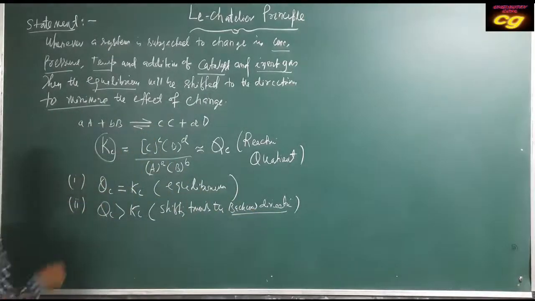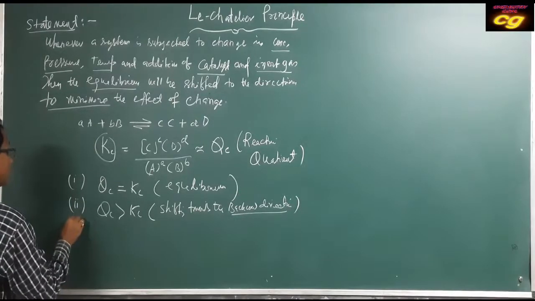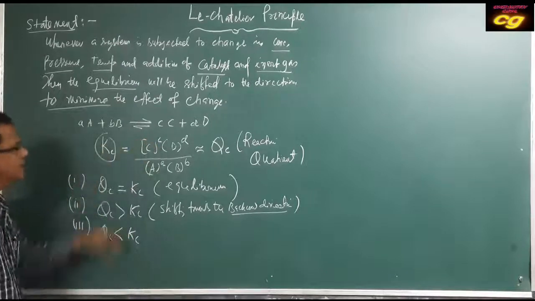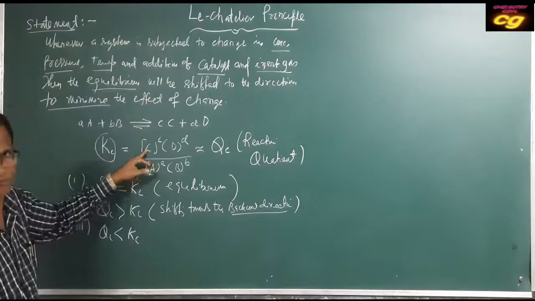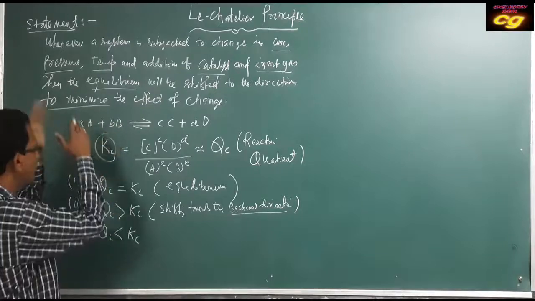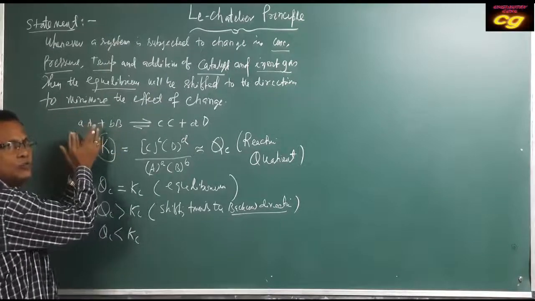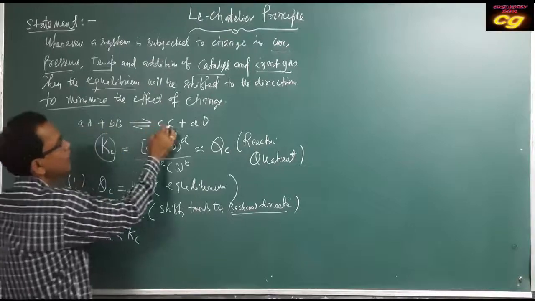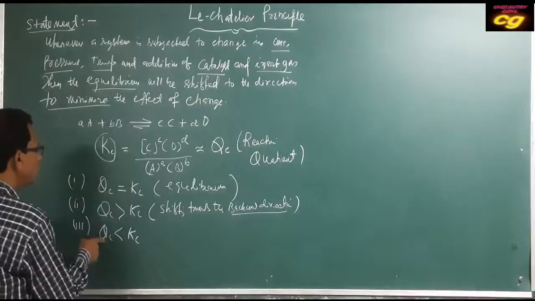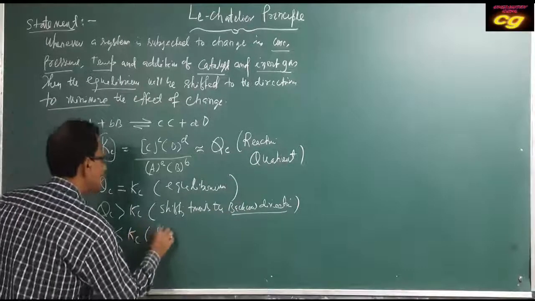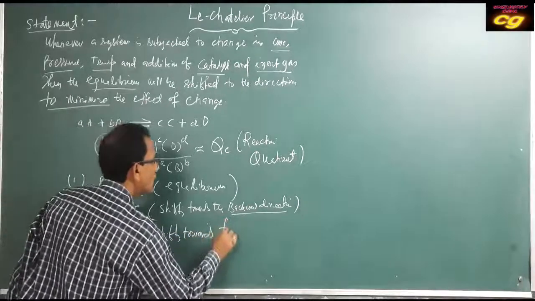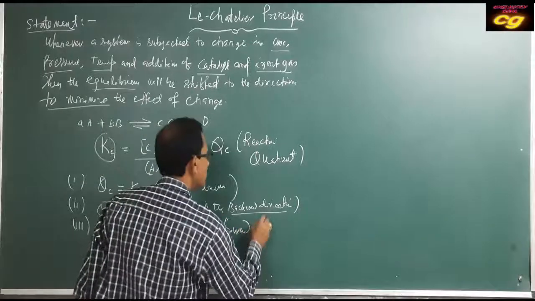You have to remember this, that is theory. Then the third point: when Qc is less than Kc, then this value is less. This value being less means the CD value is decreased, or the AB value is increased. When the AB value increases, the increased AB will react with each other, forming more C and D. That means equilibrium shifts towards the forward direction. Qc less than Kc means shifting towards the forward direction.